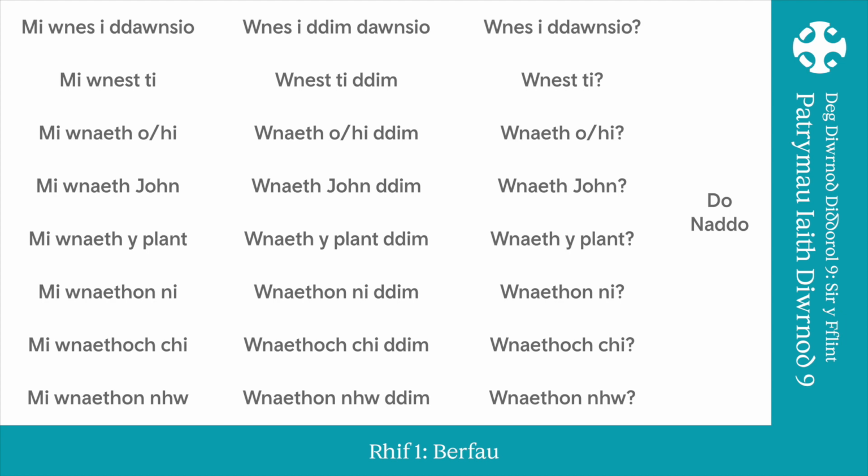Gwneud, past tense. Mi wnes i ddawnsio. Mi wnes ti. Mi wnaeth o. Mi wnaeth hi. Mi wnaeth Edward, mi wnaeth y plant, mi wnaethon ni, mi wnaethoch chi, mi wnaethon nhw. Wnes i ddim dawnsio, wnes ti ddim, wnaeth o ddim, wnaeth hi ddim, wnaeth Edward ddim, wnaeth y plant ddim, wnaethon ni ddim, wnaethoch chi ddim, wnaethon nhw ddim. Wnes ti ddawnsio, wnes ti, wnaeth o, wnaeth Edward, wnaeth y plant, wnaethon ni, wnaethoch chi, wnaethon nhw.